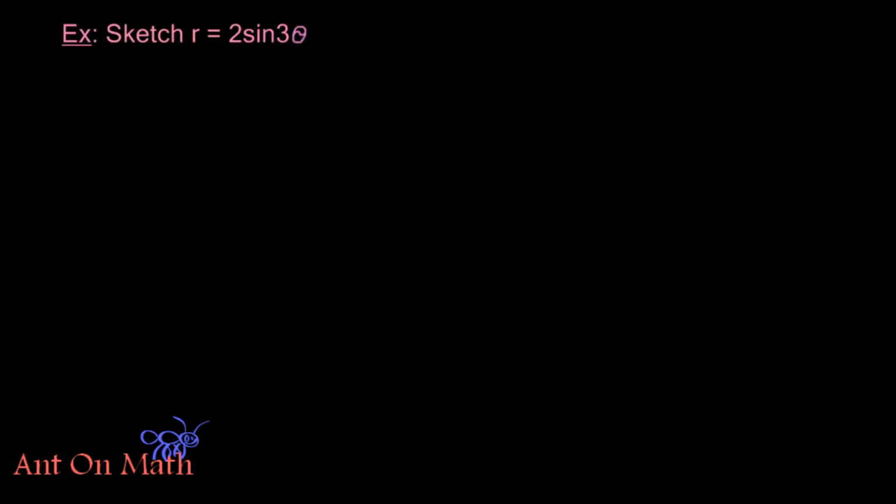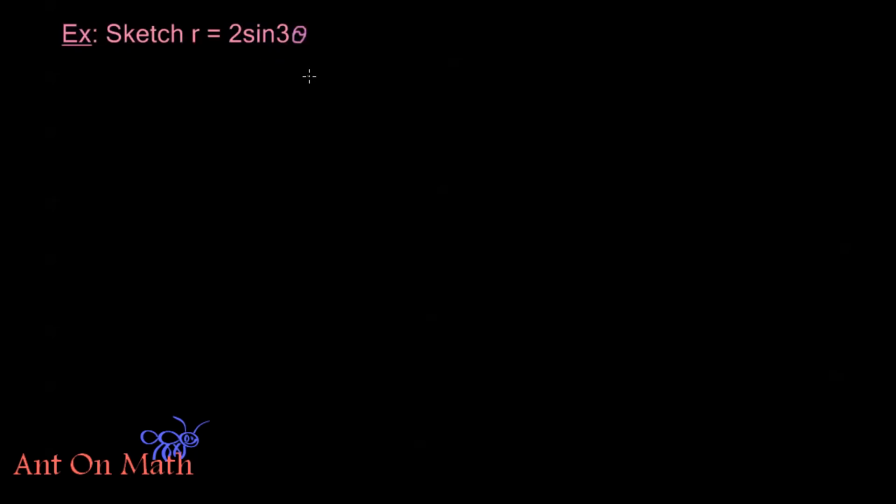Now we can remember that when we have an equation of this type, we're looking at a rose, and because my n here is 3, I'm looking at a 3-leafed rose. Remember, when n is even, we double that number. If this was 2 sine 4 theta, I would have an 8-leafed rose, but here I'm just going to have a 3-leafed rose.